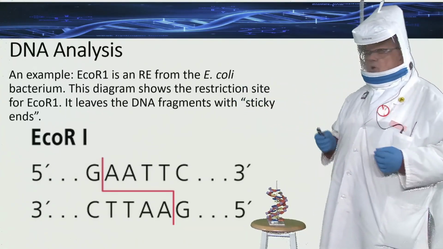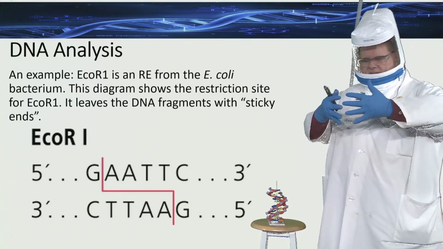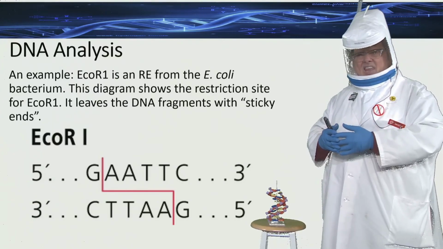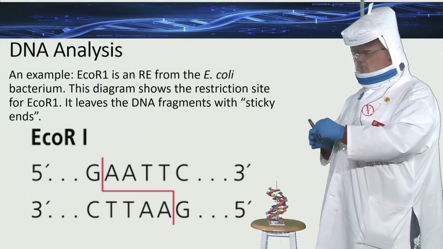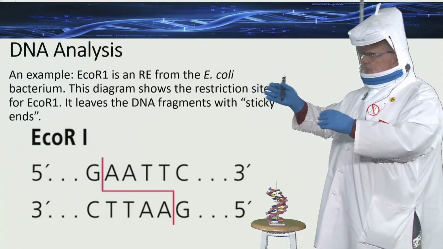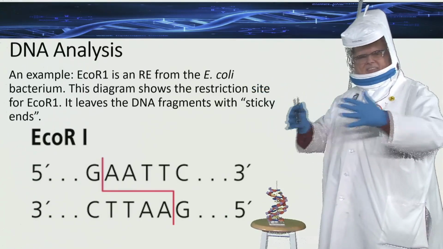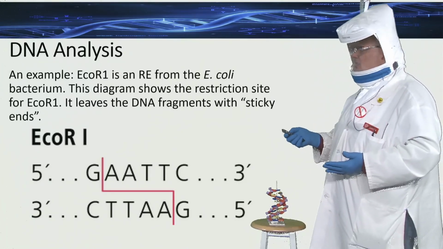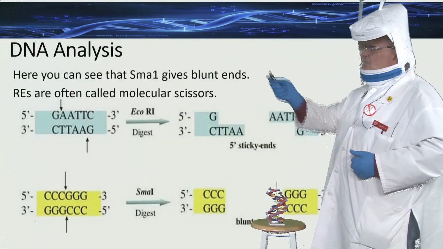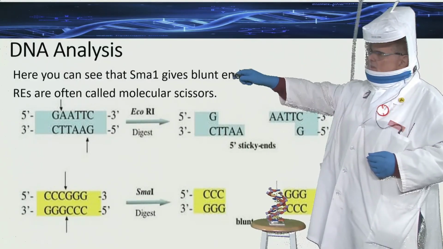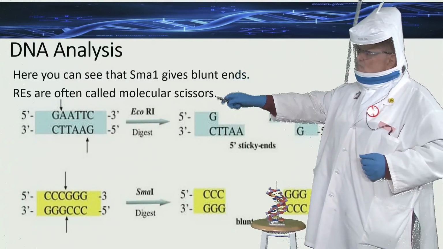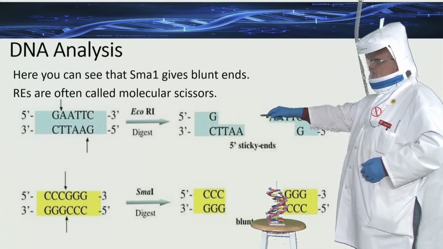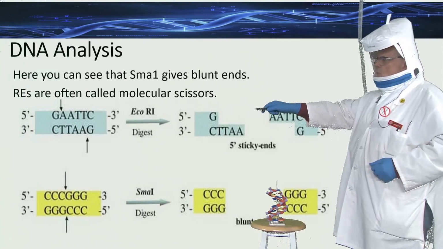The restriction enzyme is like a molecular scissors, and it goes in there and cuts them apart. When you do that, you'll see that you're going to have ends sticking out. Those are called sticky ends. The first one here is showing the result for the sticky ends with an EcoR1.